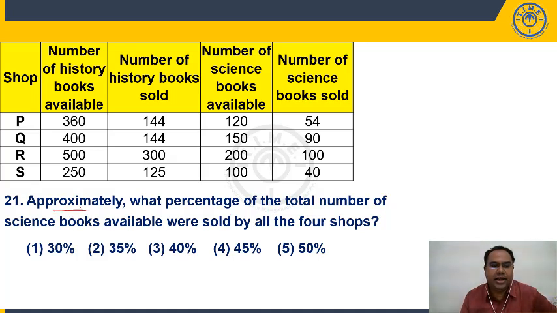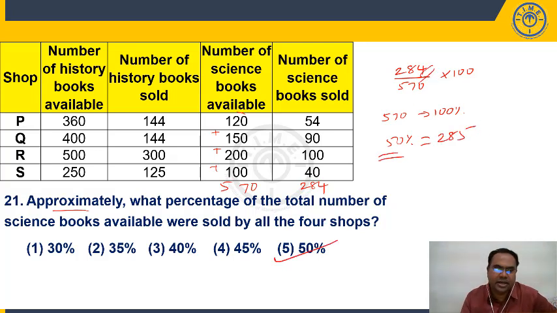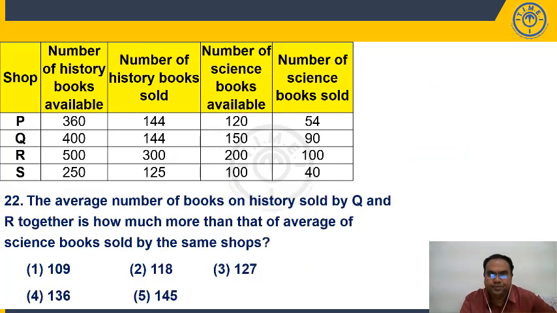Approximately what percentage of total number of science books available were sold by all the 4 shops? We have to find out total science books available. Add this, right? 50 and 20 it is 70, 2, 3, 4, 570. How many are sold? 190, 94, 284. So 284 by 570 into 100. 570 is 100%, right? What is my 50%? Half of that, 285. How much we have? 284. So approximately I can say my answer is 50%. Choice 5 should be your answer.